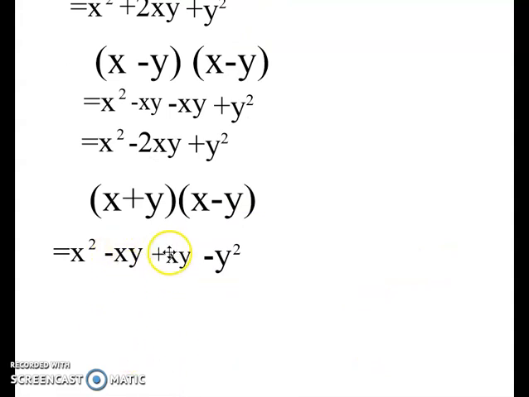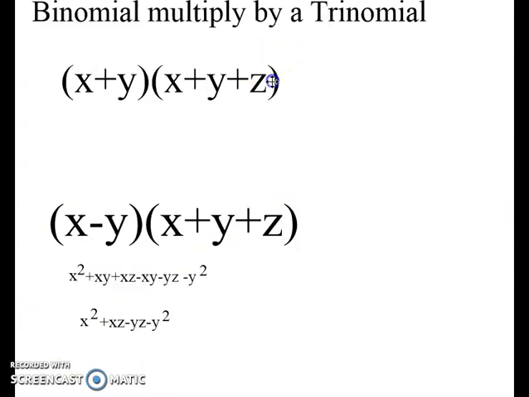Now you will notice I've got a plus xy and a minus xy. One minus one will give me 0. So I'm left with x squared minus y squared, and we call this the difference of squares. This is a very valuable lesson that I had to learn when it comes to the difference of squares. Let's now look at a binomial multiplied with a trinomial.